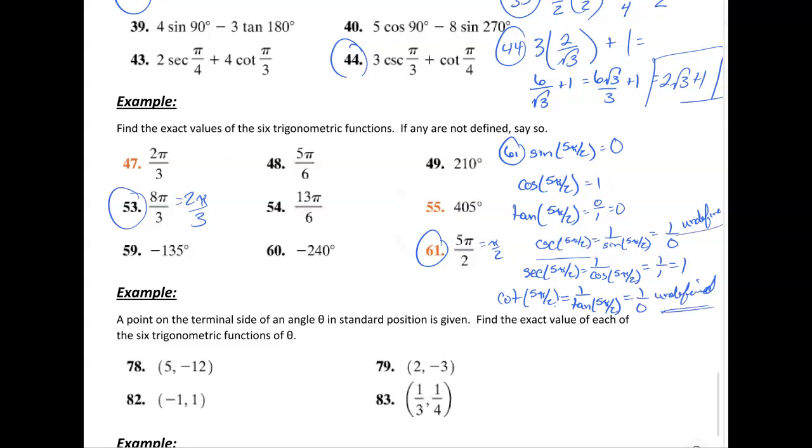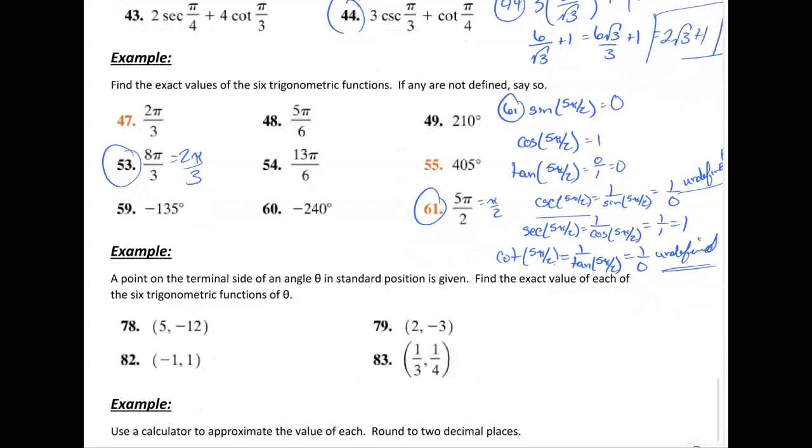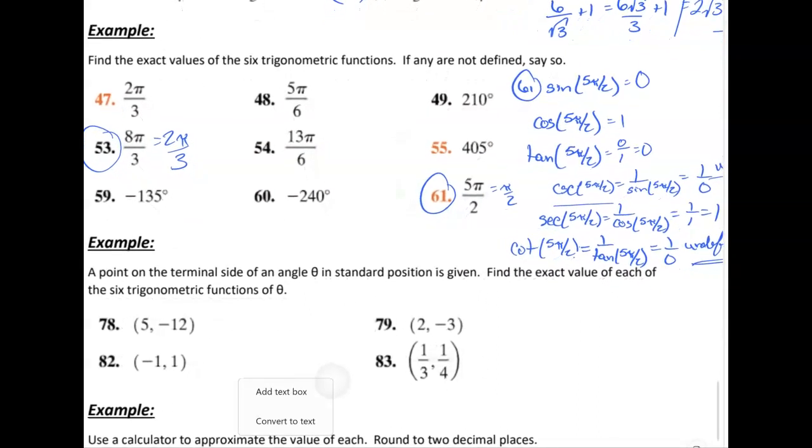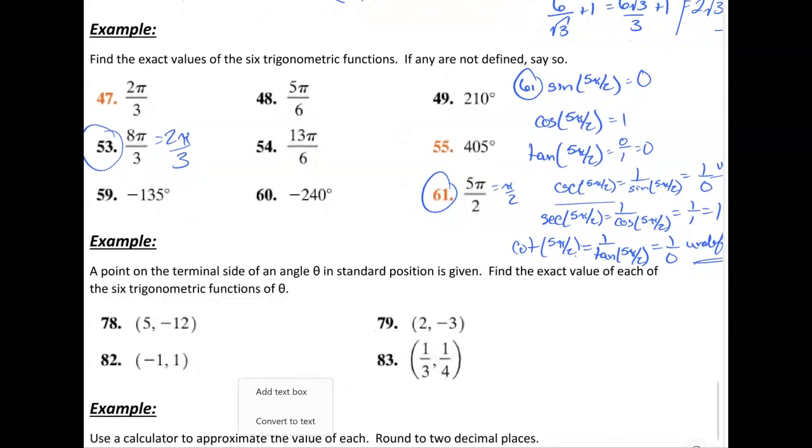Sometimes when you're working these out, you will get something that's undefined. Make sure you recognize that form. Okay, and then the last examples that we're going to do. Let's work through number 79. They're asking us to find the values of the 6 trig functions.